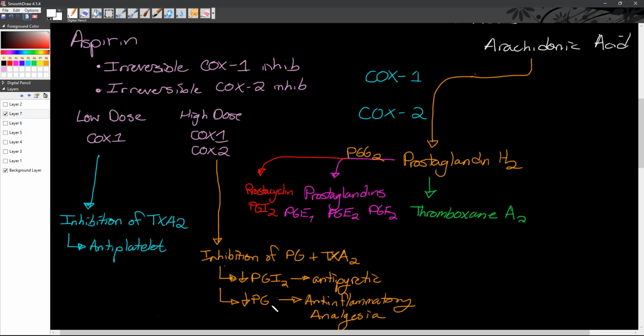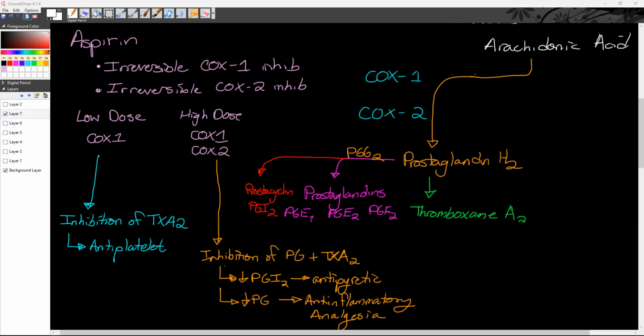What we have going on is we have tons and tons of other drugs in the body that work on the other COX enzyme.